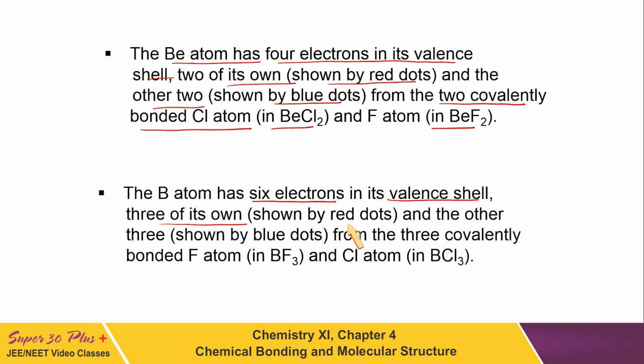and the other 3 from the 3 covalently bonded fluorine or chlorine atoms. So even though they form covalent bonds, their octet is still not complete. They are exceptions of incomplete octet.